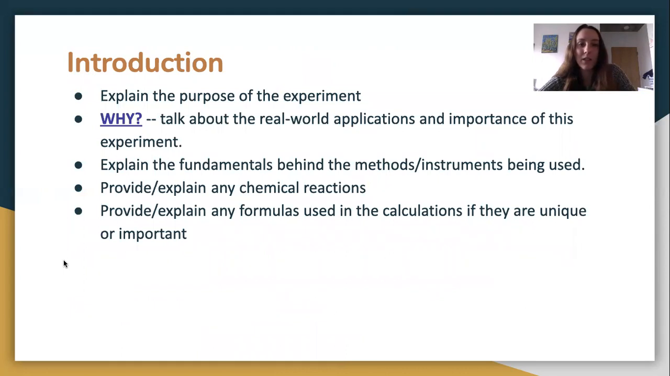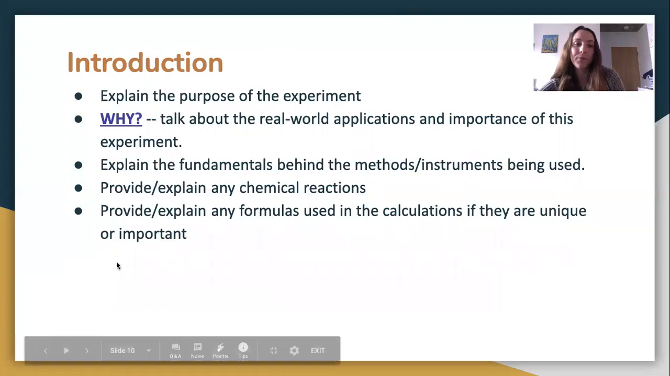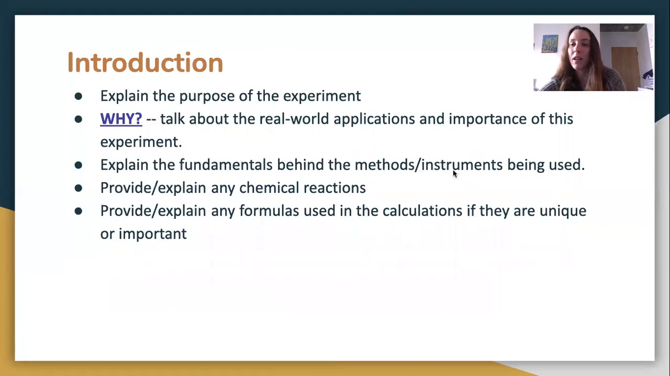Okay, next up is the introduction. So there are a handful of things that need to go in the introduction. You need to explain what the purpose of the experiment is. Like, why are you doing it? What's the importance? Real world applications, all that stuff. You also want to explain the theory or the fundamentals behind any methods that you're using. If there are any chemical reactions being done in the experiment, they should be included in the introduction. And also any important, unique formulas or equations that you used as a part of your methodology, those should go in the intro too.